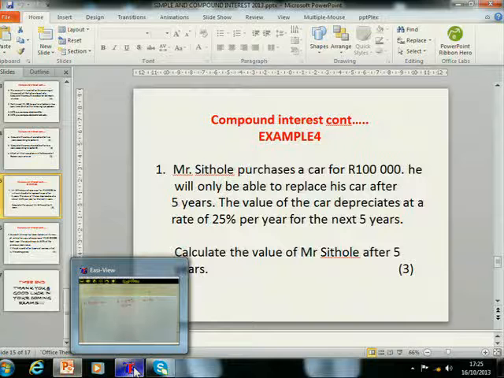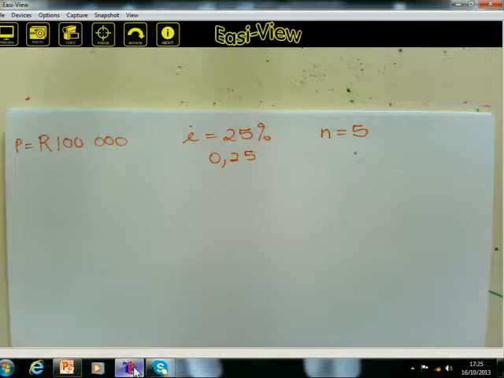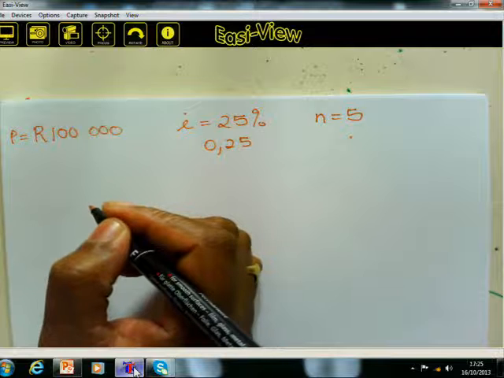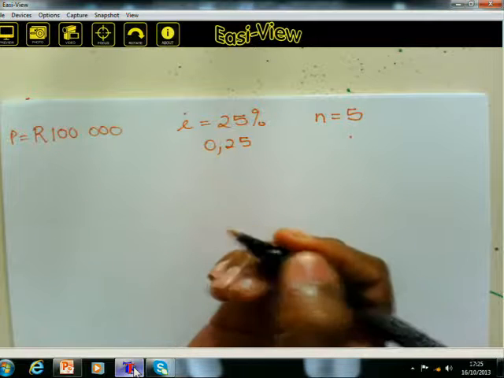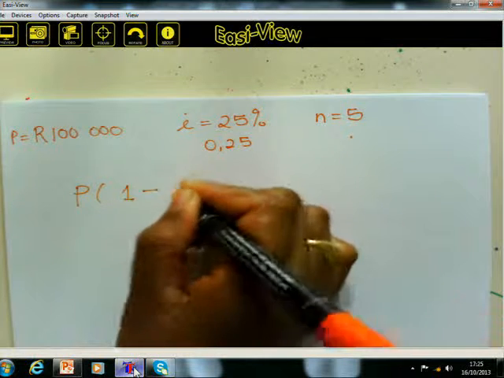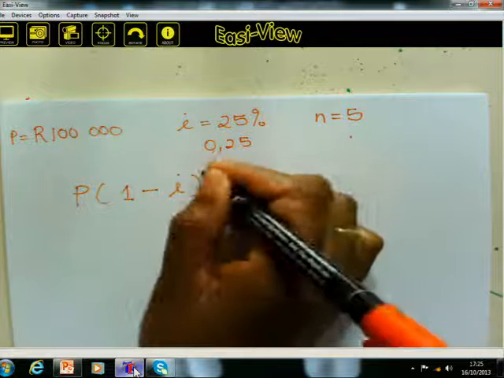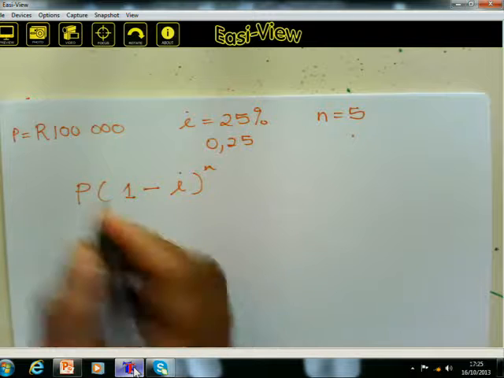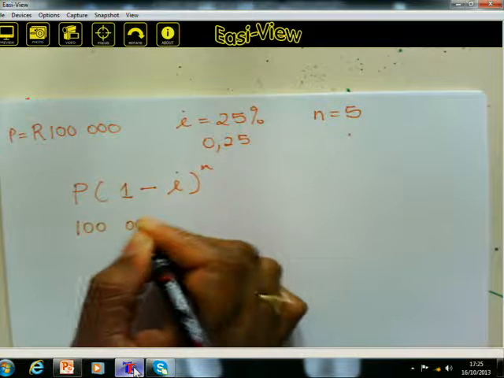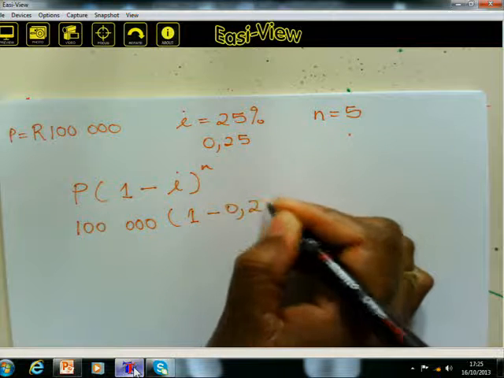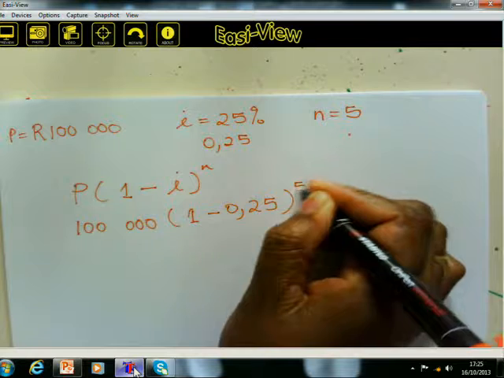So now in this case, they say it depreciates. So now our formula is going to change. If we're having a depreciation, that means it's decreasing. So our formula is going to be P is equal to 1 minus the interest to the power of N. Remember, it's decreasing in interest. So now it's going to be 100,000, 1 minus 0.25 to the power of 5.